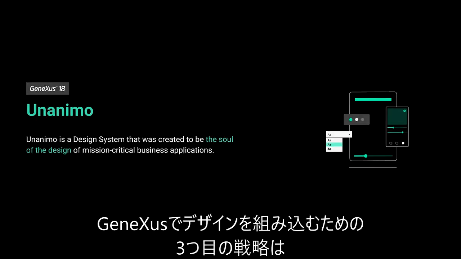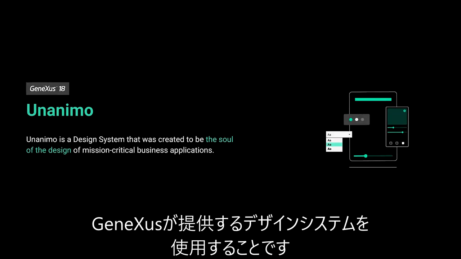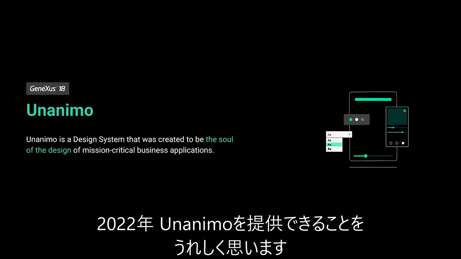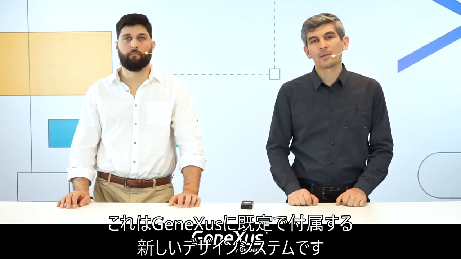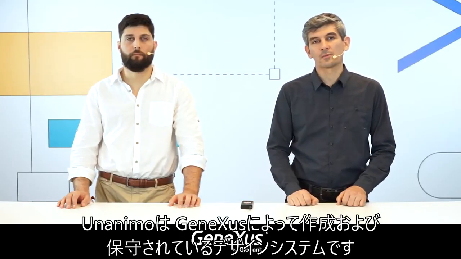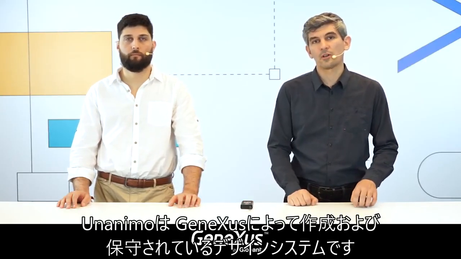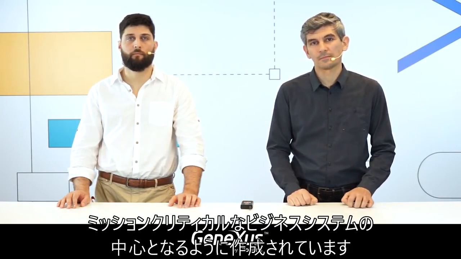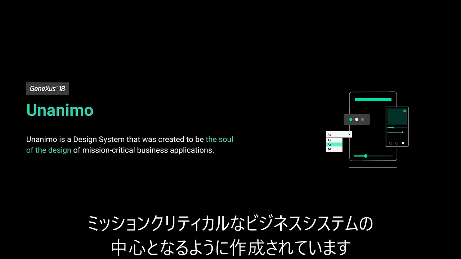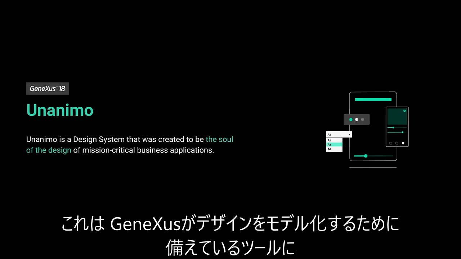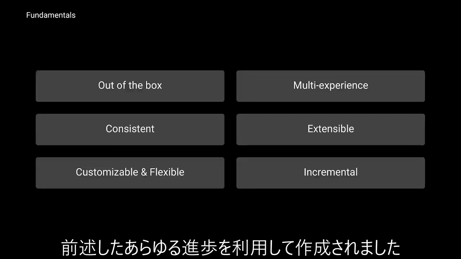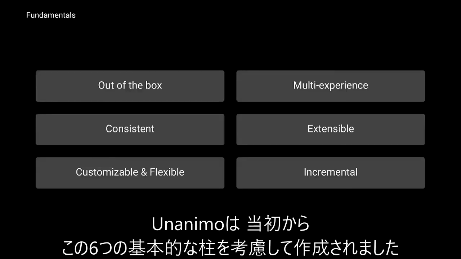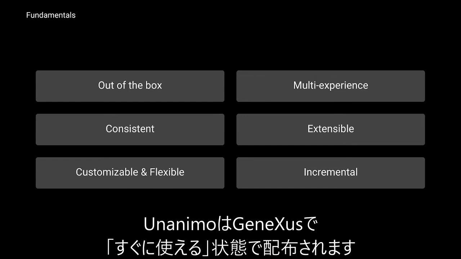Third strategy to incorporate GeneXus design is to use a design system given by GeneXus. This year we're proud to introduce you to Unanimo, the new design system that is the default system in GeneXus. This was created and maintained with GeneXus, and it was created to be at the heart of mission critical systems. We have implemented all the advancements that we created before to design tool. It was created from scratch, considering these 6 pillars. It is distributed in GeneXus out of the box.